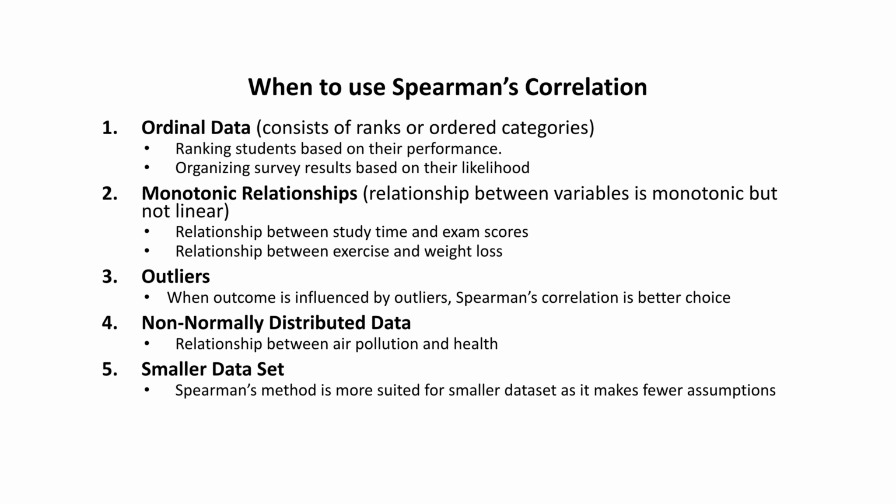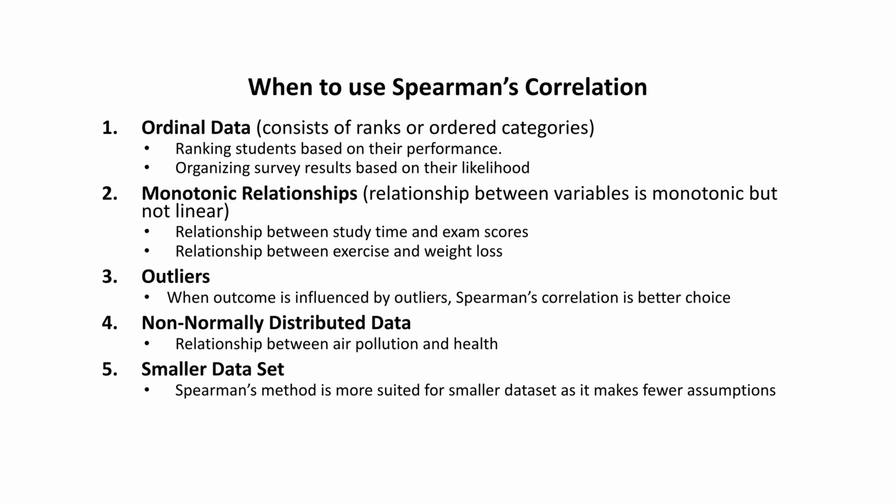Now, let's take a closer look at when it's best to use Spearman's correlation. First, Spearman's correlation is ideal when you're working with ordinal data, which means that data can be ranked or ordered, but the actual differences between ranks don't matter. For example, ranking students based on their performance, where we know who is first, second, or third, but not the exact score difference. Or organizing survey results based on how likely people are to agree with the statement. When your data is about positions or preferences rather than precise measurements, Spearman's is the right choice.